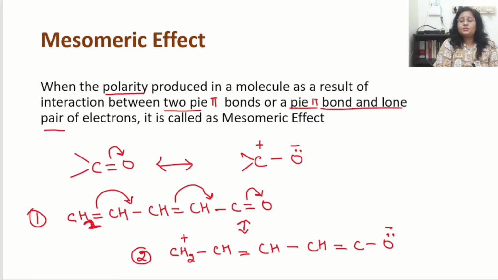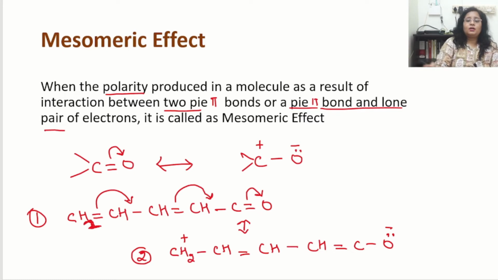Now, in this case, this is a permanent type of effect. Mesomeric effect is a permanent effect. That means it doesn't need any reagent to go through this type of interchange. In a neutral inert condition, this will be interchanging itself and they will make the resonance structures.